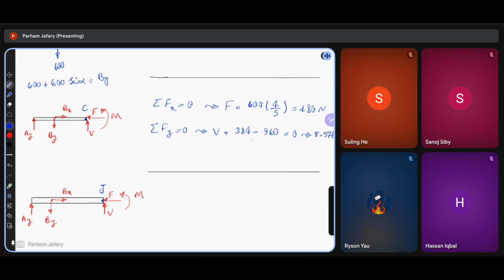Does anybody know where did the 960 came from? So I have the free body diagram on the left, and I have a 960 here.